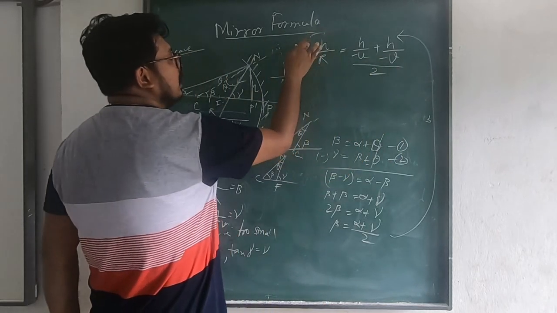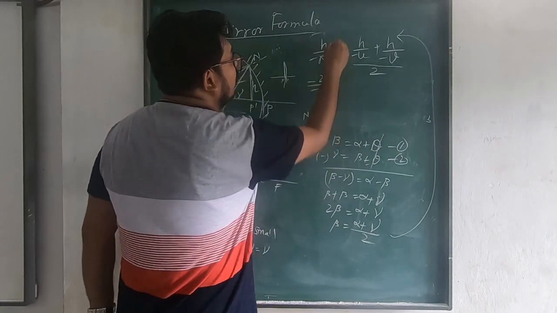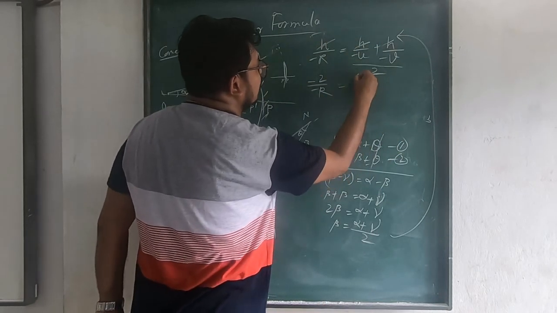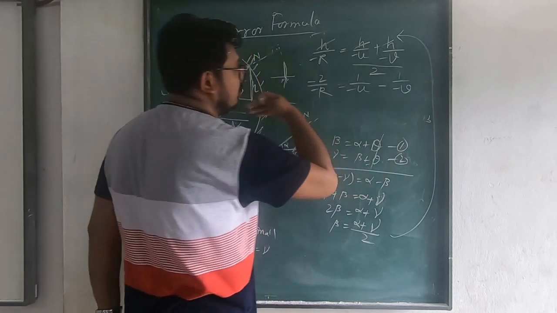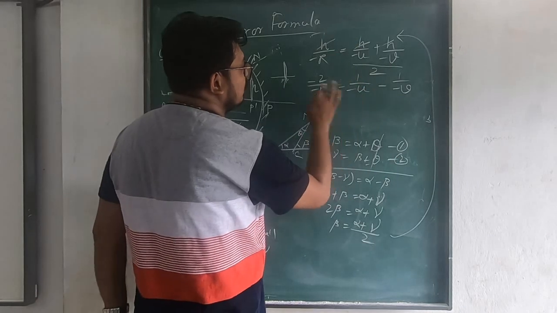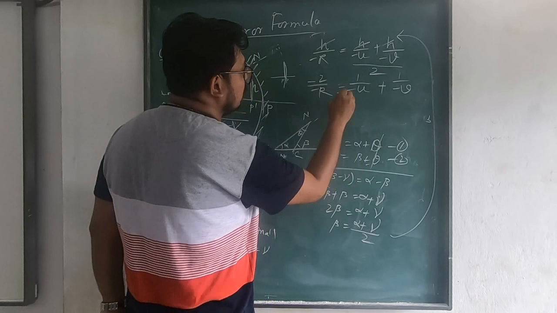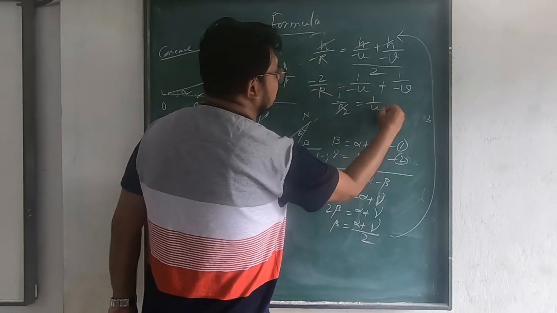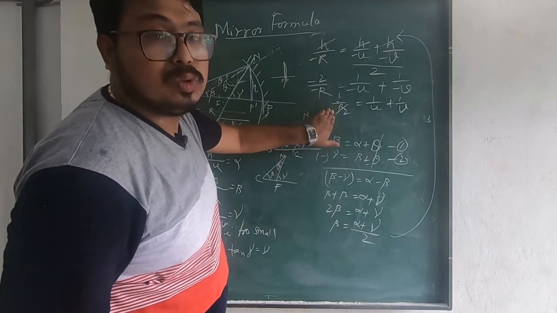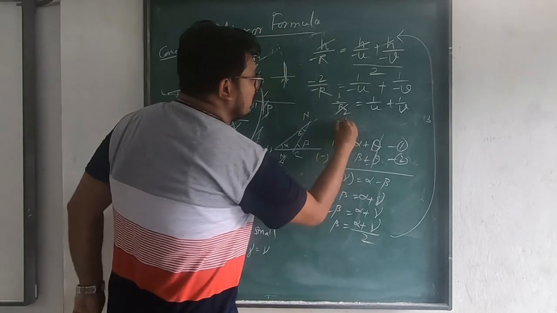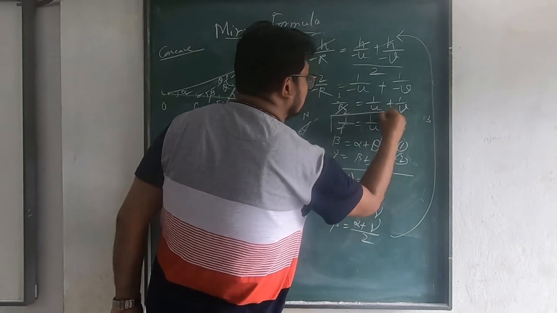Now if this 2 you take here, it will become minus 2 by minus r, and all the h gets cancelled. You will get 1 by minus u minus 1 by minus v. If you omit all the minus signs, you will get 2 by r, or taking the 2 down, 1 by r by 2 equals 1 by u plus 1 by v. Earlier I showed that the value of r by 2 is f. So it becomes 1 by f equal to 1 by u plus 1 by v.